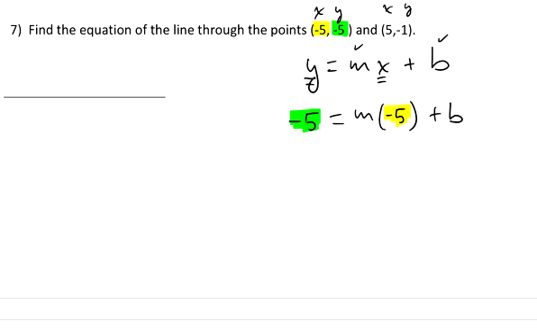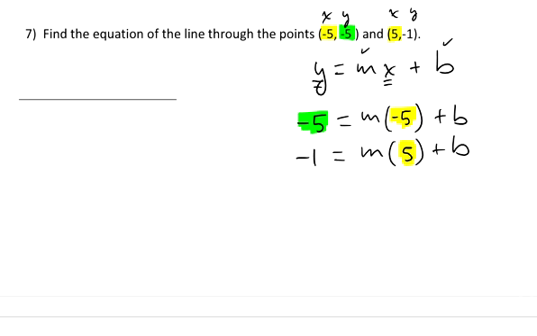So I'm going to do the same thing with the other point that we have. This time I'm going to write -1 equals m times 5 and then plus b. And again, if you look, the x value was 5. I put a 5 here, and the y value was -1, and I placed -1 here.